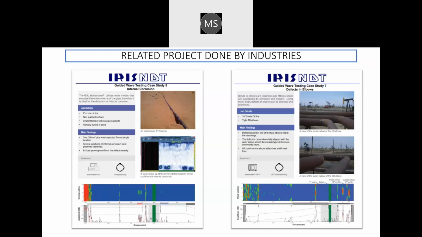And on the right side is a guided wave testing on defects in elbows. The job details involve a 16 inch crude oil line and type 1D elbows. So bends or elbows are common pipe fittings which are susceptible to corrosion and erosion. Using guided wave testing, especially the C-scan, we can detect defects at elbows and prioritize them.